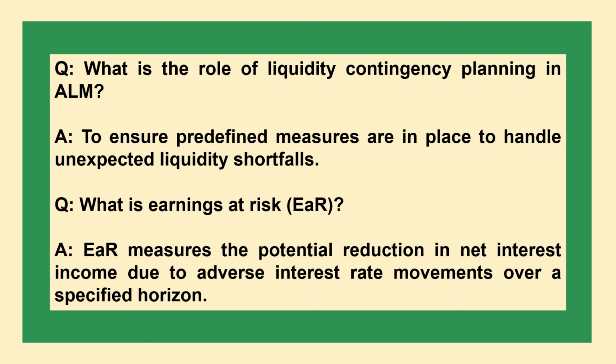Question. What is the role of liquidity contingency planning in ALM? Answer. To ensure predefined measures are in place to handle unexpected liquidity shortfalls. Question. What is earnings at risk? Answer. EAR measures the potential reduction in the net interest income due to adverse interest rate movements over a specified horizon.